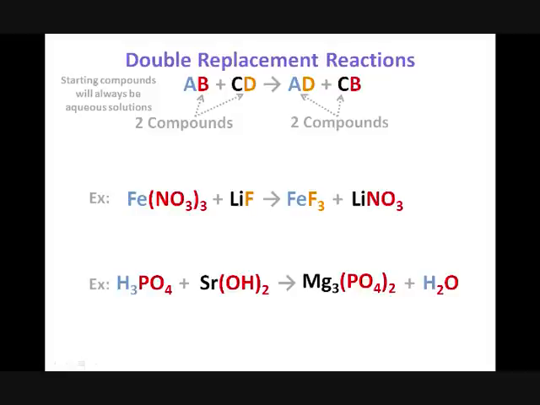This is a special kind of double replacement reaction because it started with an acid, H3PO4, and a base, Sr(OH)2, phosphoric acid and strontium hydroxide, an acid and a base. When acids and bases react together, they neutralize one another, so we call this a neutralization reaction. We're going to spend a lot of time later on in the semester focusing on this type of reaction, but for now, just know the water counts as a new compound if it is formed as a product in a double replacement reaction.